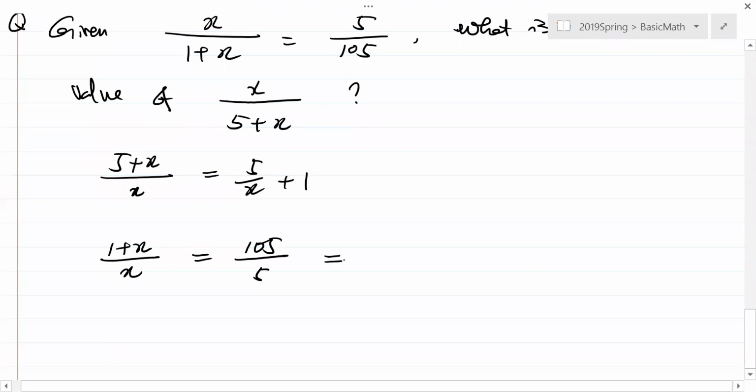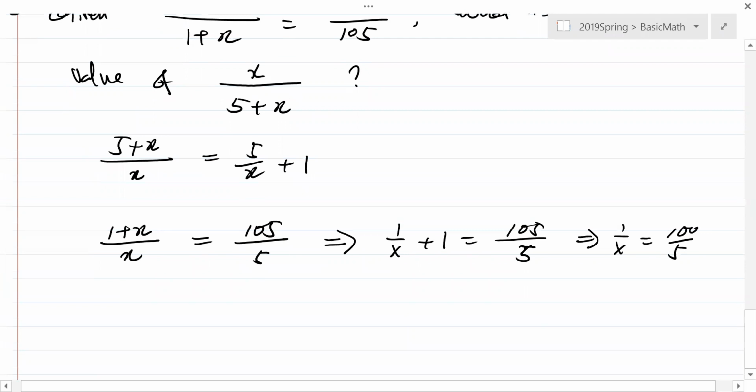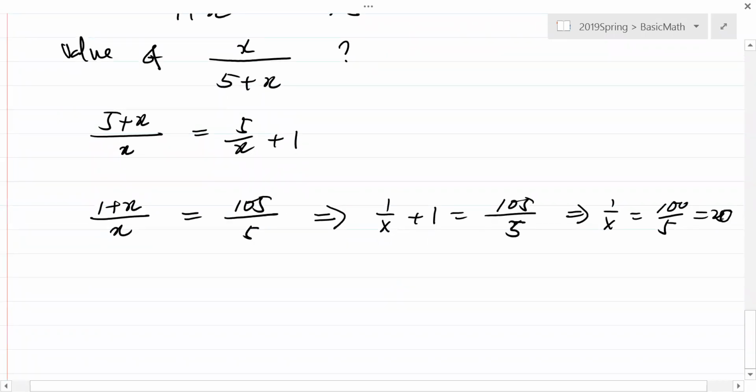So 1 plus x, this is 1 over x plus 1, equals 1 over 5 over 5, equals 25. So that implies 1 over x is going to be 100 over 5. You don't need to even calculate. So 1 over x is 20.